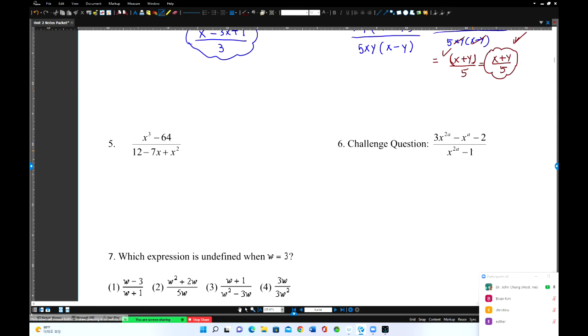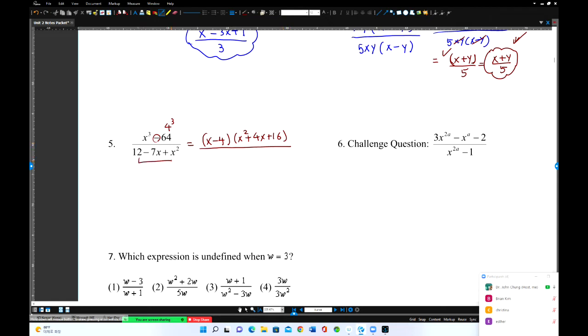Okay, one more time, try this one. This is a difference of cubes. 4 to the third power is 64. The first term follows the same sign, minus: x minus 4. The second one is x squared, then the next sign is plus. Multiply these two, 4x, and plus negative 4 squared is positive 16. That's the difference of cubes.